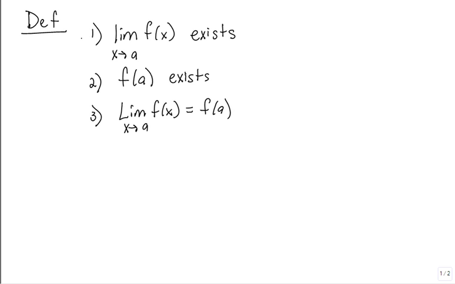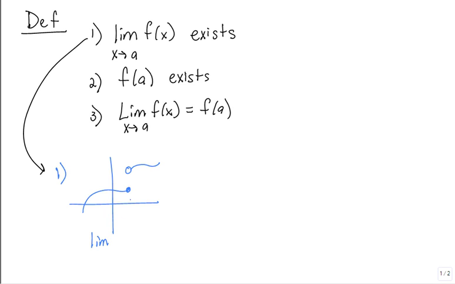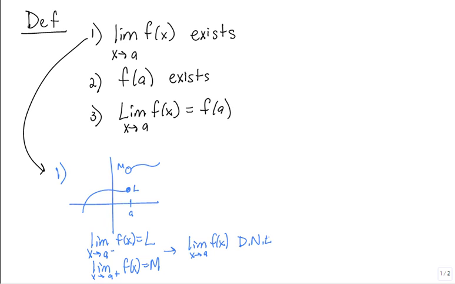Okay, so in the first case, what happens if it doesn't exist? Okay, it gives you something like this, because the limit as x approaches a from the left is this point, let's say L, and the limit as x approaches a from the right is M, so that says that the limit does not exist. They have to be the same. So the limit does not exist.